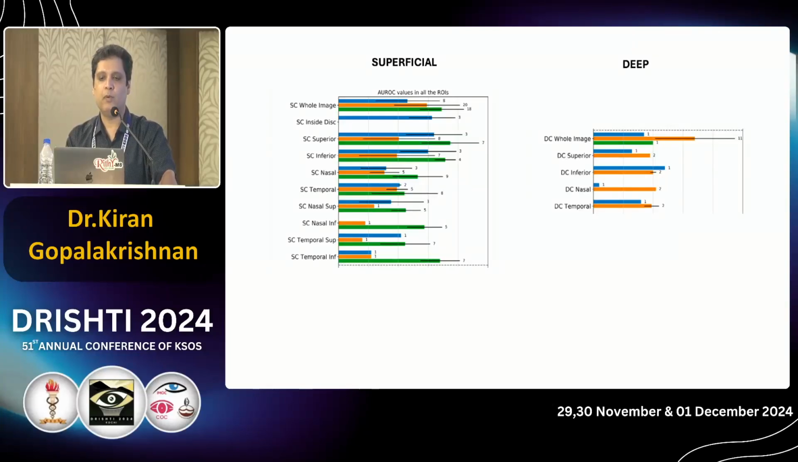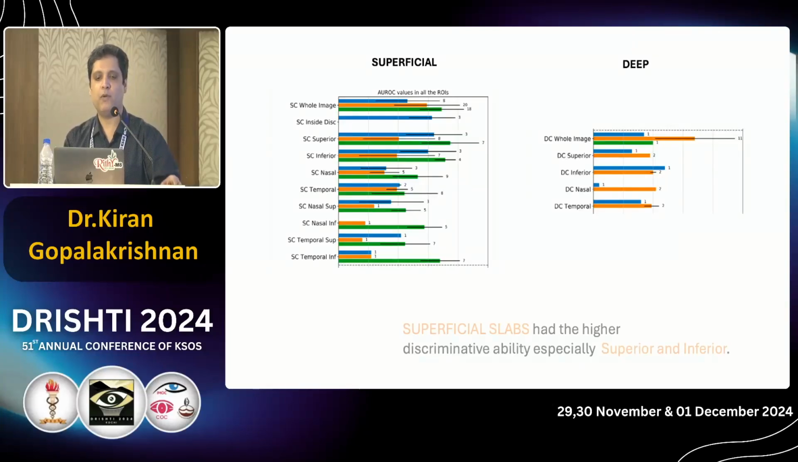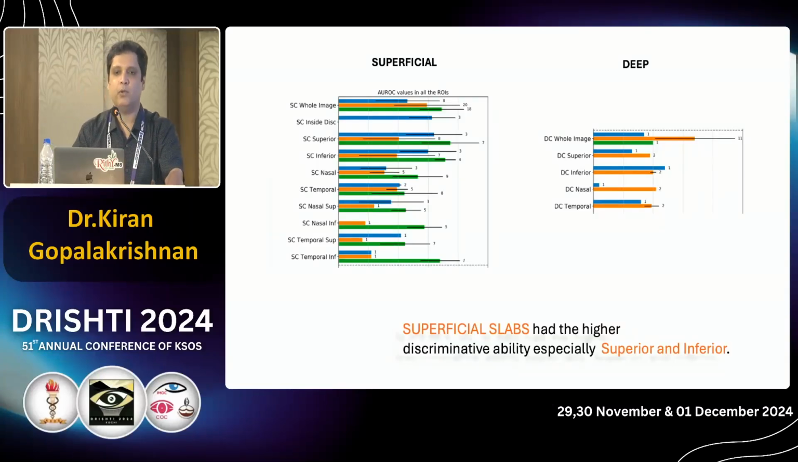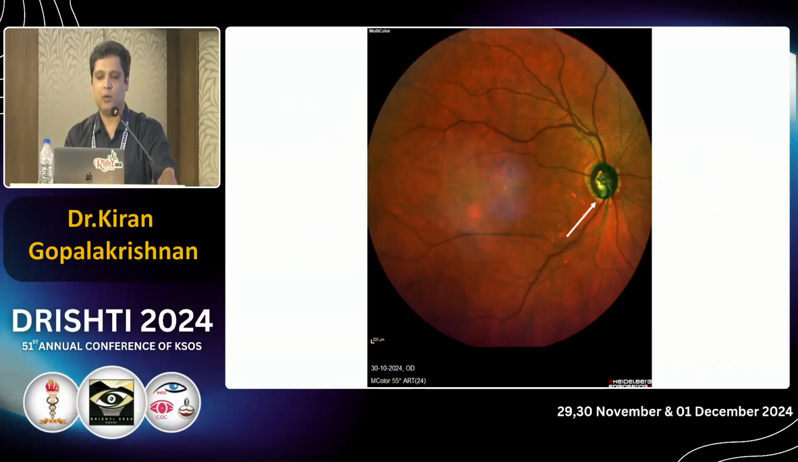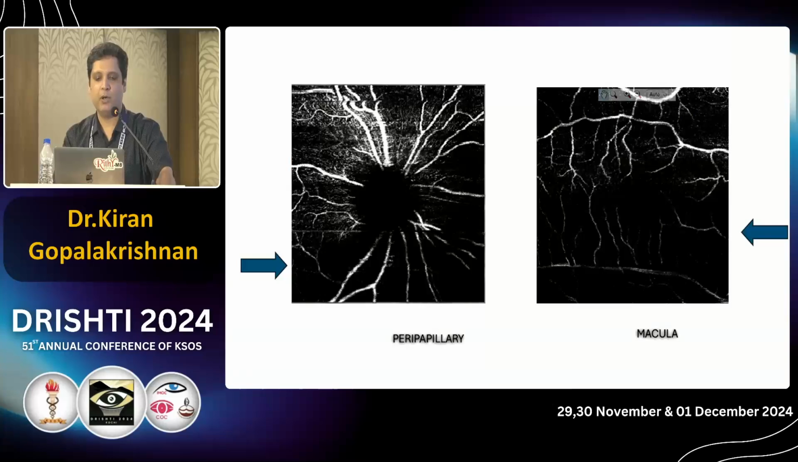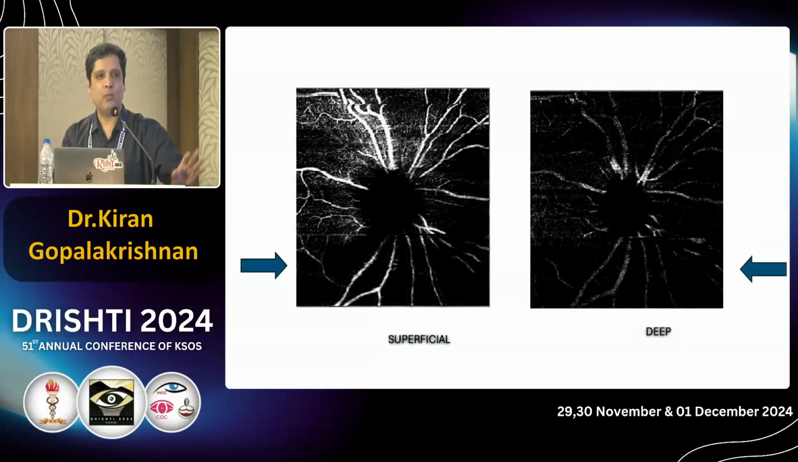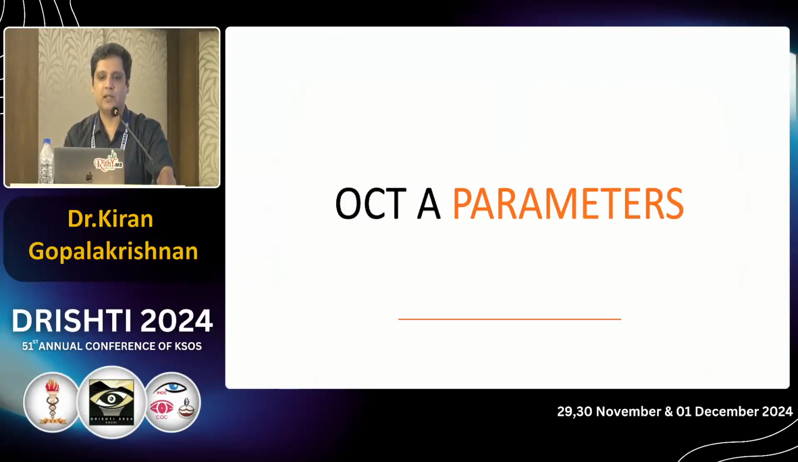And among the two, superficial and deep slabs, if you understand the AUROC values, you will find that the superficial slabs have the higher discriminative ability compared to the deep slabs, especially in the superior and inferior regions, which makes perfect sense in glaucoma. A quick example, an inferotemporal notch. You can see the loss of microvasculature in the inferior areas on both the peripapillary scans and the macular scans. You can see that it is more prominent in the peripapillary scan. Similarly, in the peripapillary, if you look at both the superficial and deep slabs, there is loss in both areas, but again more pronounced in the superficial slabs.